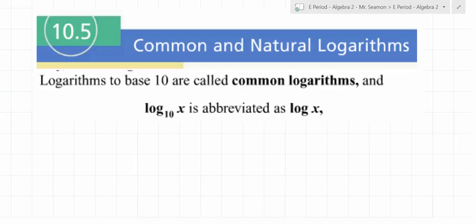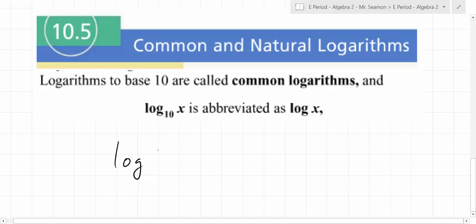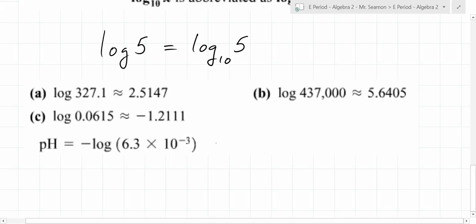Can you write numbers in other bases? Oh, sure. Absolutely. So, for example, like the binary number system, what's that? Base 2? Because there's zeros or ones, right? Anyway, so base 10 is the most common base for the most part, and if you don't see a base, so if I wrote this, what does that mean? Log base 10 of 5. If you don't write a base, it's base 10.